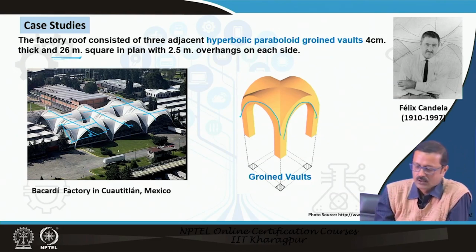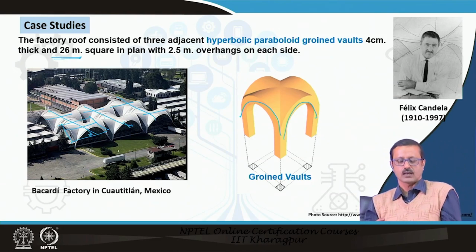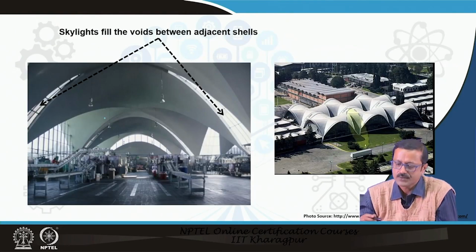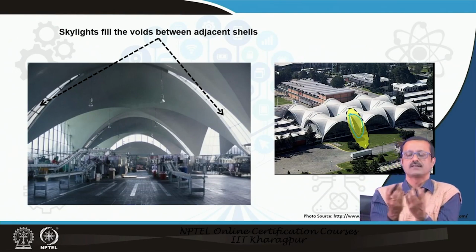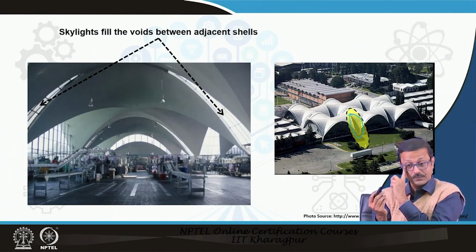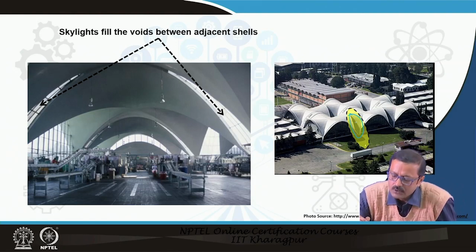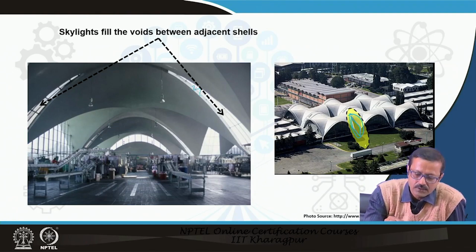So, from the plan, this particular vault is taken care of. The further interesting thing is that when two vaults side by side intersect, that intersection has an edge beam like this, and this edge beam is filled with glazing, which allows ample light.